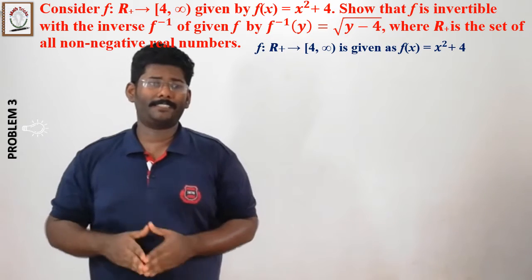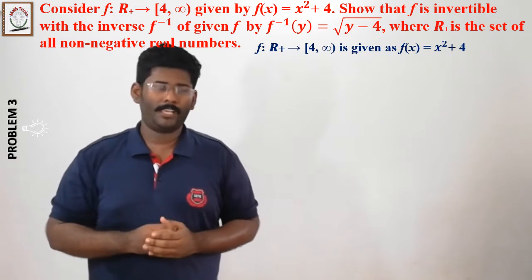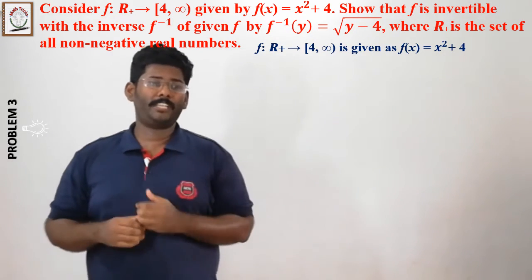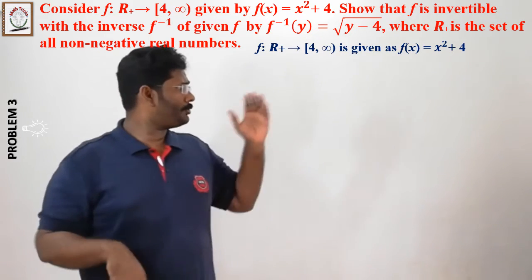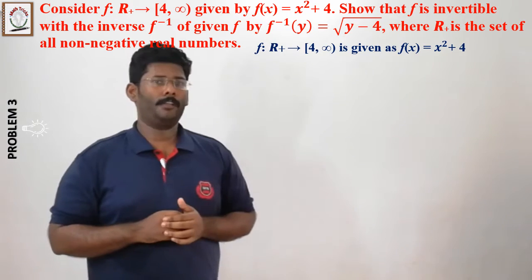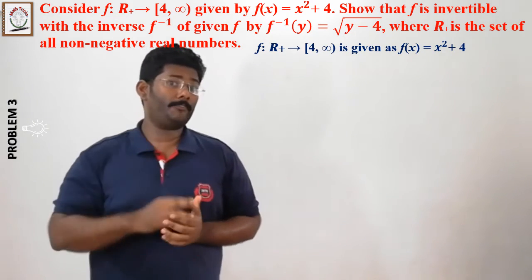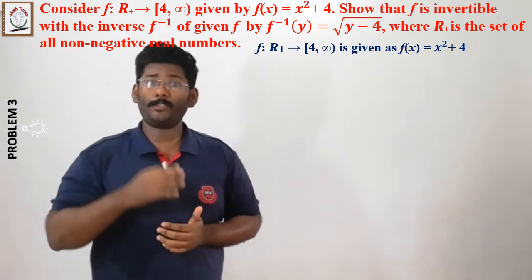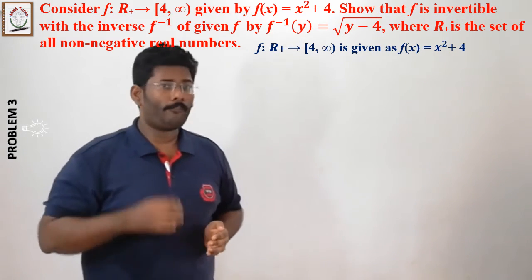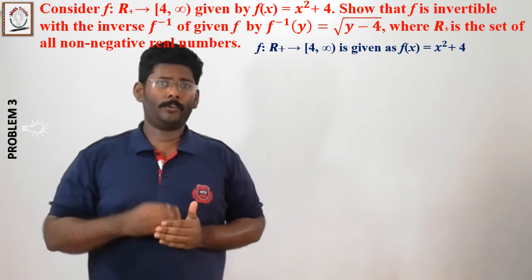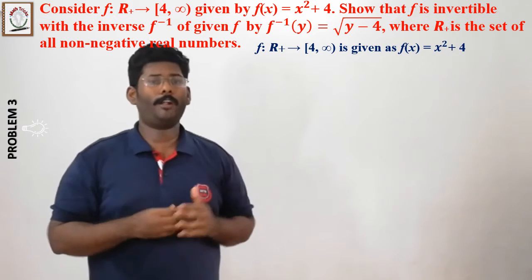R plus means the set of all non-negative real numbers, which means the set of all positive real numbers including 0. Here we need to show that this function is invertible. We already know that f is invertible if and only if f is one-one and onto. So we have to show that this function is one-one and onto. First let us prove that this function is one-one.